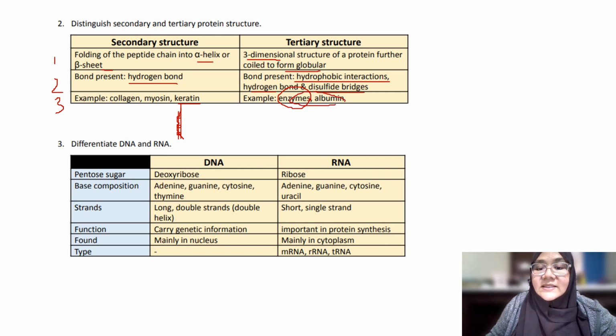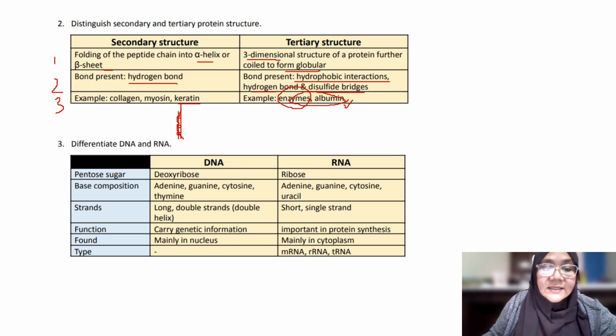However, albumin is an example of tertiary structure of protein, where it can be denatured, however it cannot be renatured. Like an egg, this is an example of an egg, where once you have cooked the egg, it cannot go back to the original. Okay, this is an example of albumin, a protein that can be denatured but cannot be renatured.